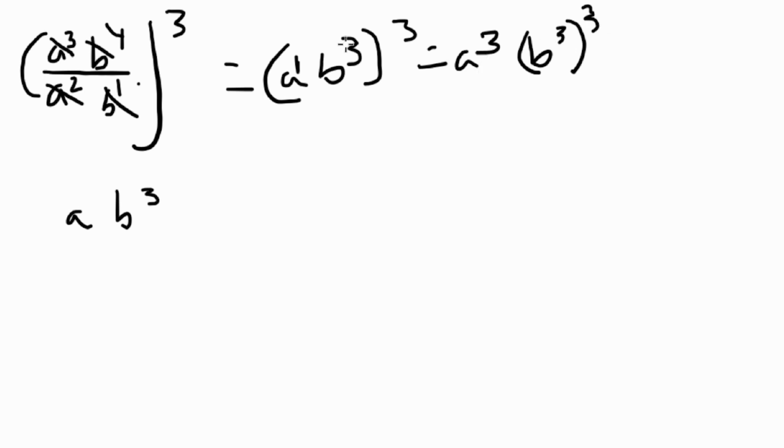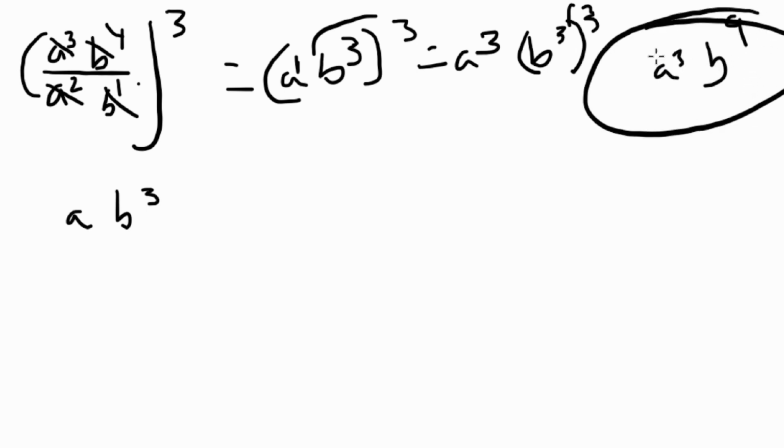Now you're going to do the same thing that you did over here with the a and do it to the b. So 3 times 3 is 9. And then you're going to have a to the 3rd power times b to the 9th power. And that's going to be your final answer.